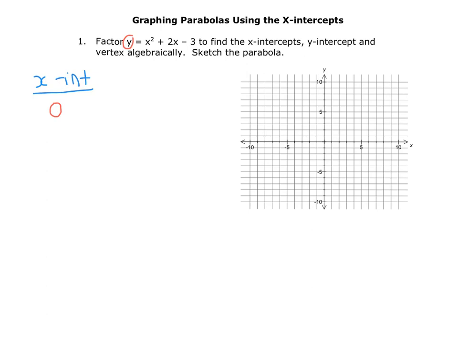So I have to write 0 equals x squared plus 2x minus 3. Again, I want to emphasize this 0. If you do not write that 0 on a test, you will lose a mark.